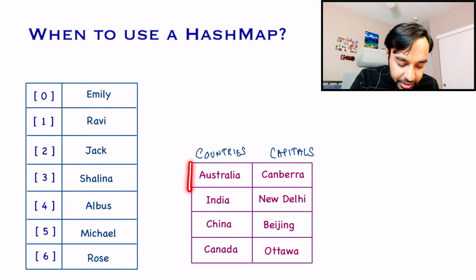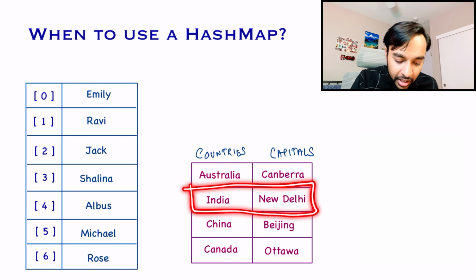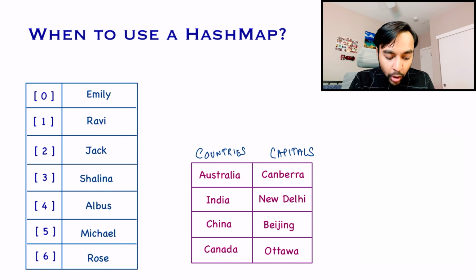In a hash map, you will say, okay, Australia's capital is Canberra, the capital of China is Beijing, the capital of India is New Delhi, right? So you can see that you are storing a pair of values. The interesting thing about a hash map is it is not necessary that both these data types should be same. You can also have a string and an integer hash map.